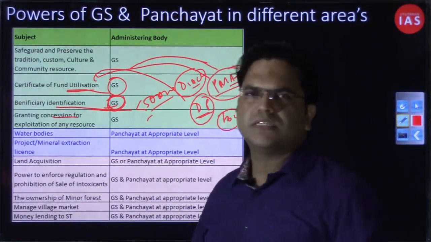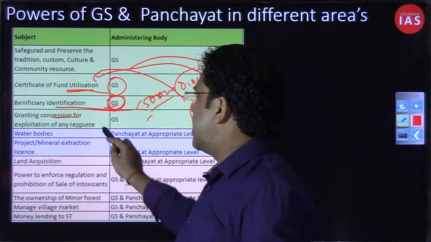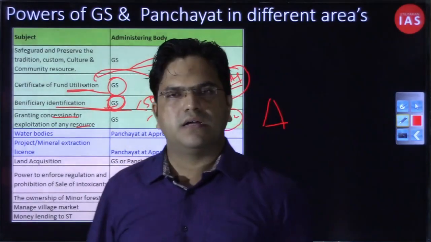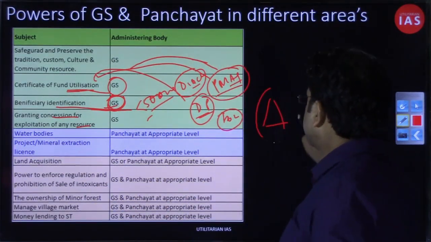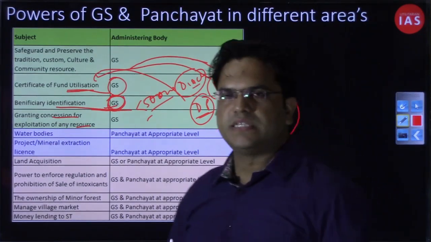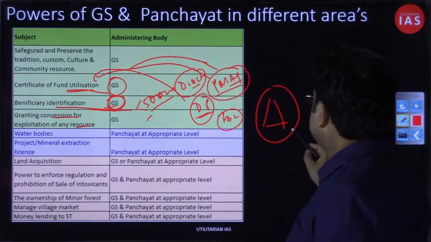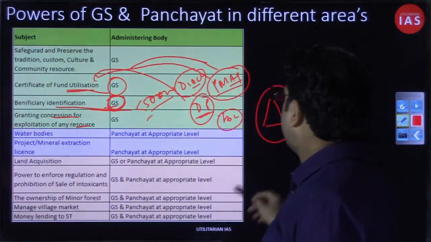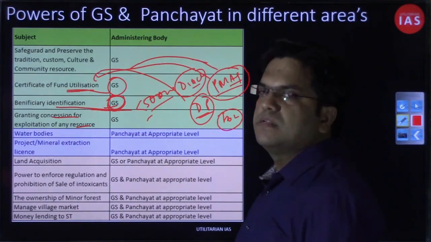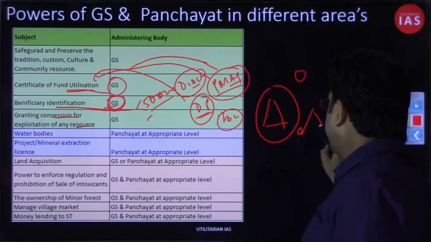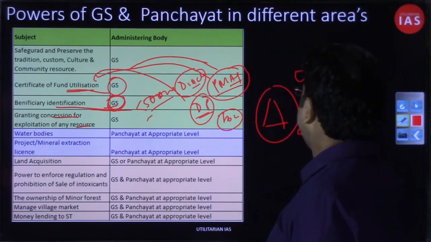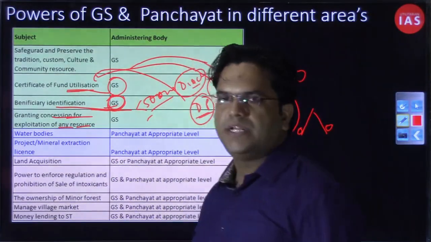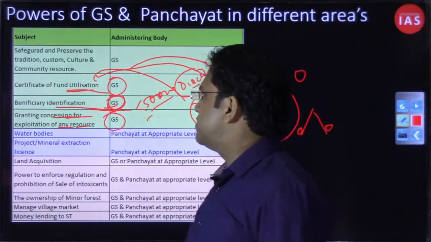Then, granting any kind of concession for the exploitation of any resource. As I already told you, these people reside in hilly areas, and rather many of the minerals are found there, as you will see when you study geography and the locations where minerals are found. In Odisha you have Balangir, Kalahandi, or Niyamgiri, where many of the minerals are found in these hilly areas. Granting the concession for exploitation of any resource will be done by the Gram Sabha, right?